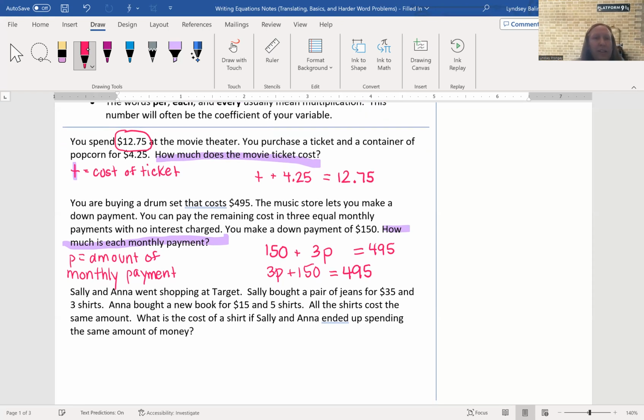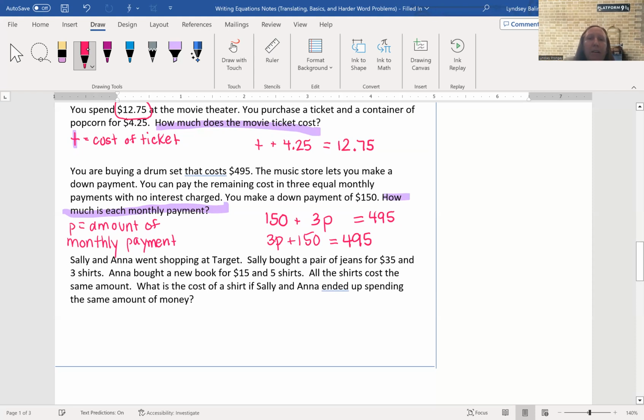Okay, and last one, Sally and Anna went shopping at Target. Sally bought a pair of jeans for $35 and 3 shirts. Anna bought a new book for $15 and 5 shirts. All the shirts cost the same amount. What is the cost of a shirt if Sally and Anna ended up spending the same amount of money?